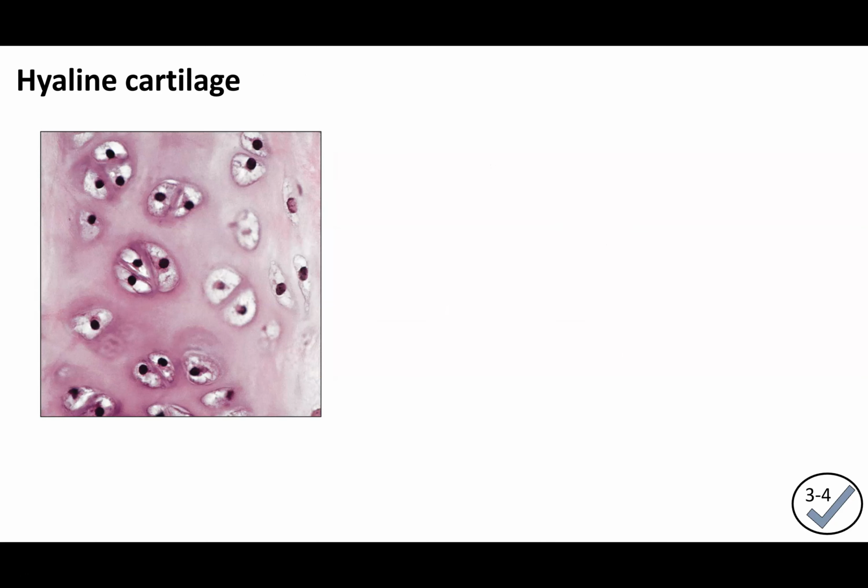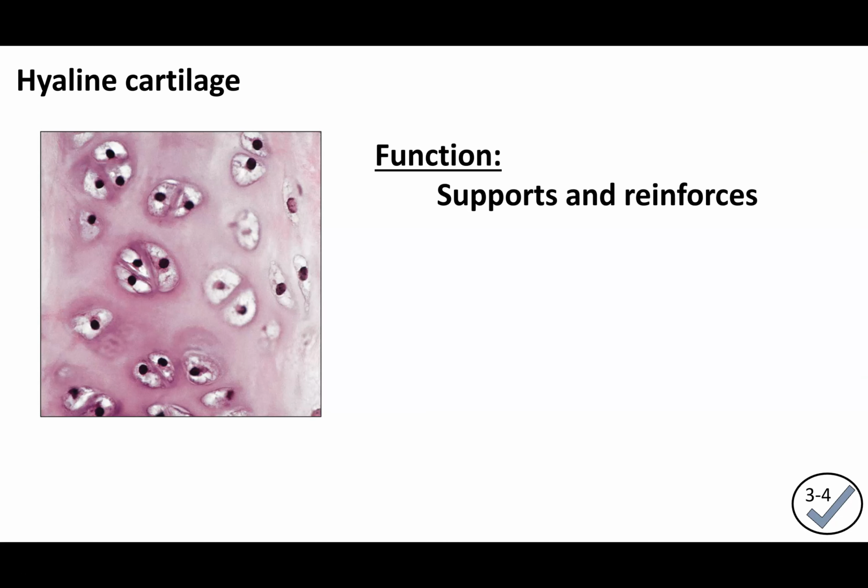We're done with our connective tissue proper. We're moving on to our cartilages. And our cartilages honestly look very similar from one another. And so you have to pay attention to the differences in the extracellular matrix to tell the difference between the three different types. So this is hyaline cartilage here. Hyaline cartilage has the same features. It has lacunae, it has chondrocytes within them, and it supports and reinforces areas of the body.